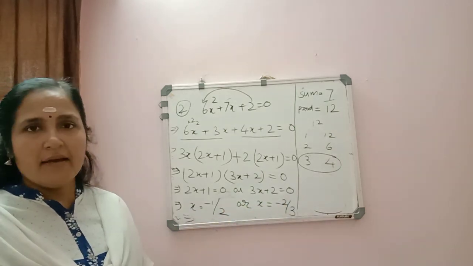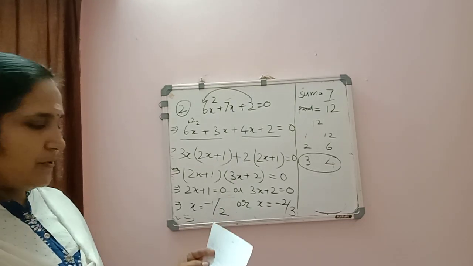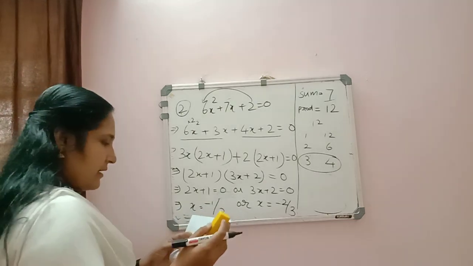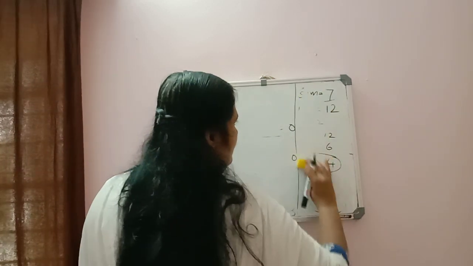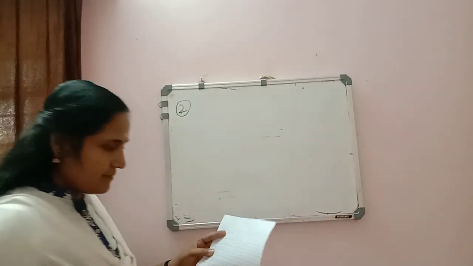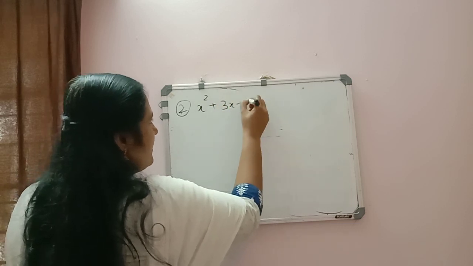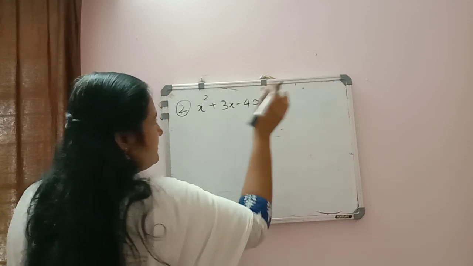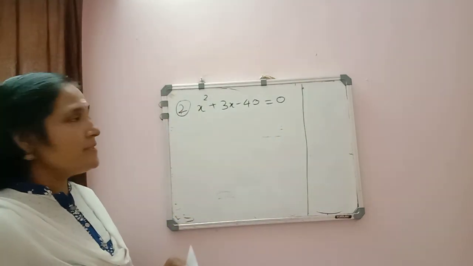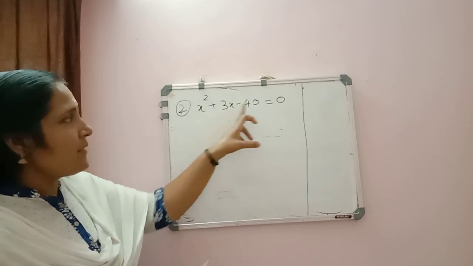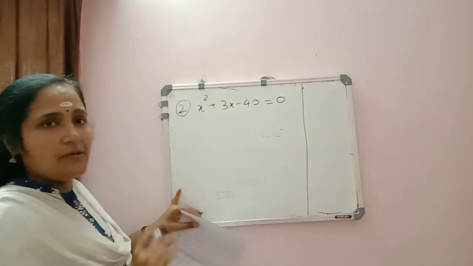In this way we will solve the quadratic equations. We will discuss more examples so that the concept will be clear to you. Next question is x square plus 3x minus 40 equal to 0. We have to find two numbers whose sum should be equal to 3 and product should be equal to minus 40 into 1. So that will be equal to minus 40.